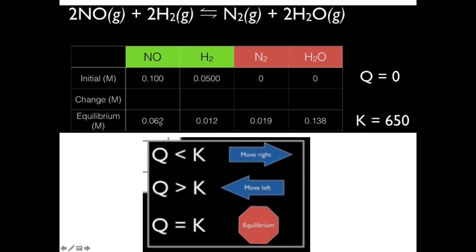Then we let it go to equilibrium. This is the concentration. And when you plug that into this equation here, you're going to get a K of 650. Well, because Q is much less than K, it has to move to the right. And all we're going to do is generate products. And that makes sense. If we start with no products and we're going to have products, it has to shift to the right.